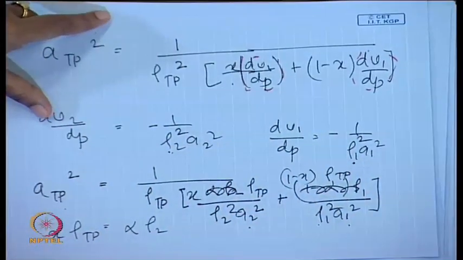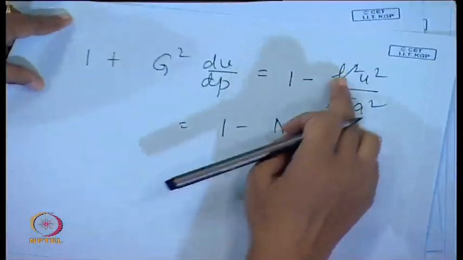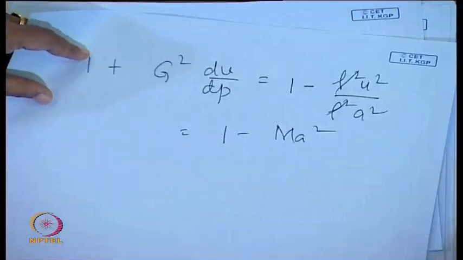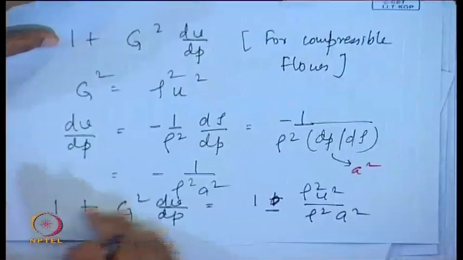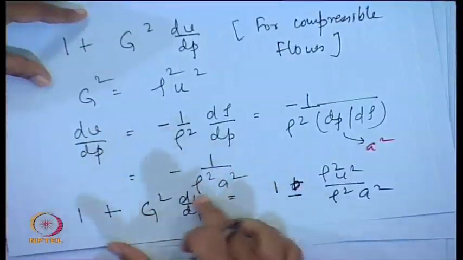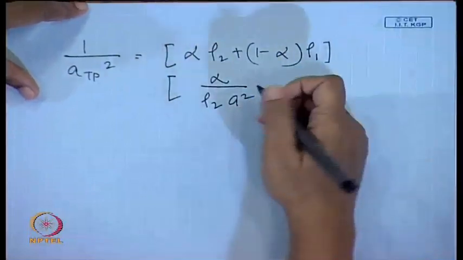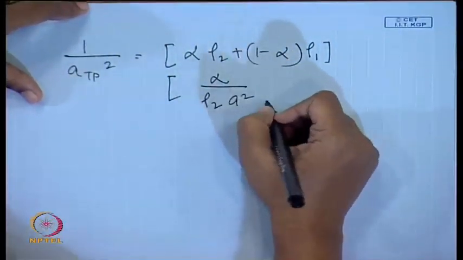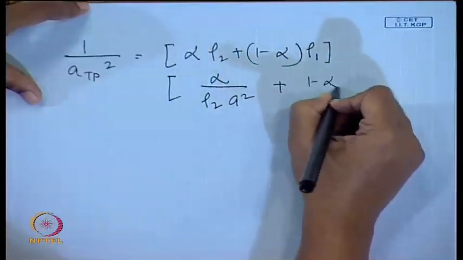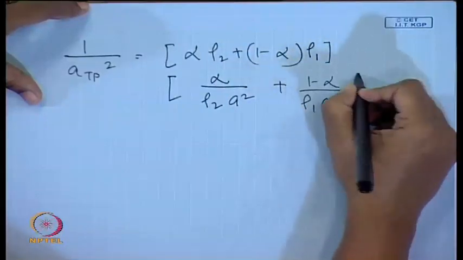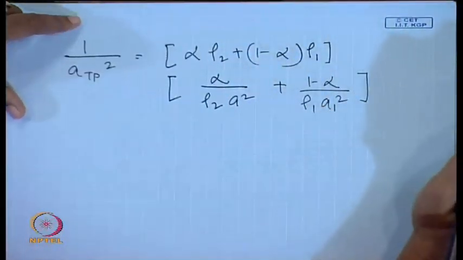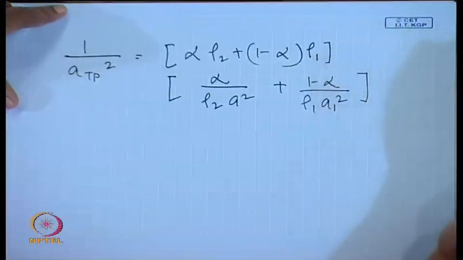I had already deduced them, I believe, when I had deduced rho square, rho square. So, this was the thing, dV dP equals to minus 1 by rho square A square. So, from there it had emanated. Therefore, I find that A T p square equals to alpha rho 2 A 2 square plus 1 minus alpha rho 1 A 1 square. So, this is the expression which I have obtained.